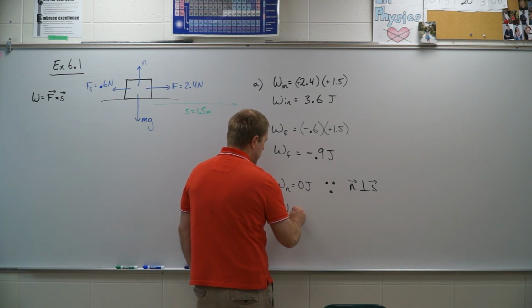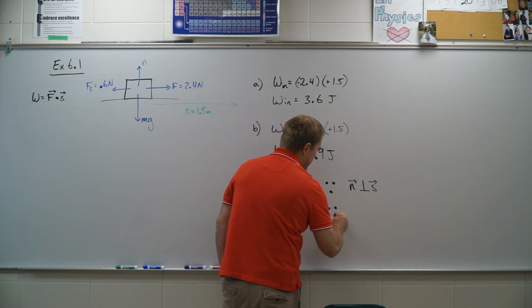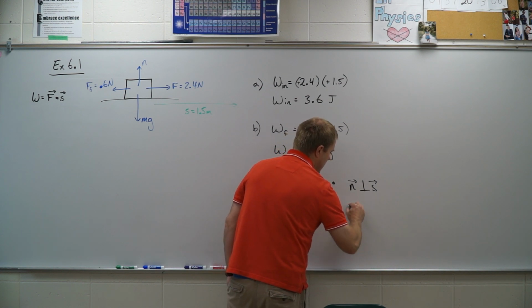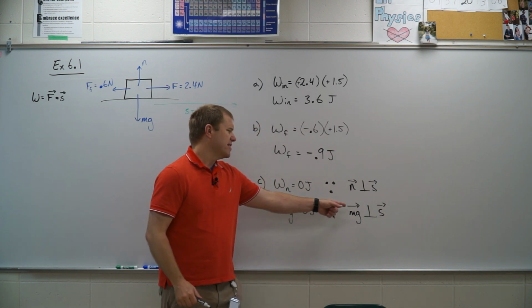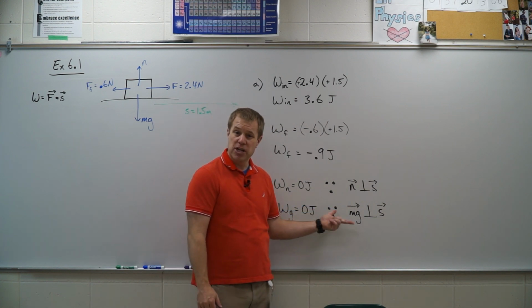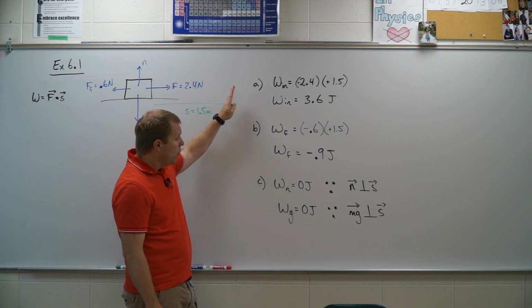Same thing for work done by gravity. Again, 0 joules because the force of gravity, mg, is perpendicular to the displacement. If you want to write this as capital F sub g for force of gravity, you're welcome to. All right, so what do these mean?